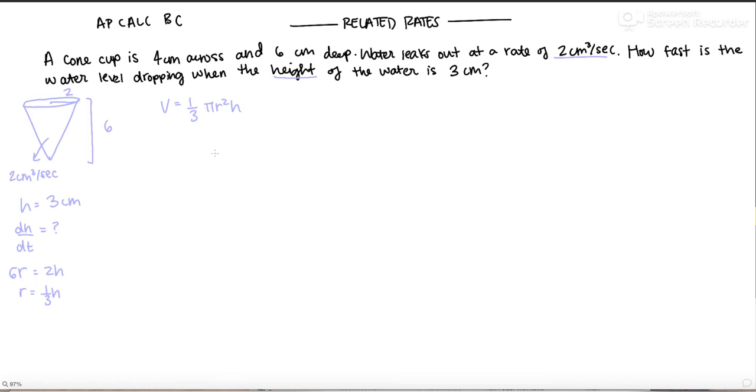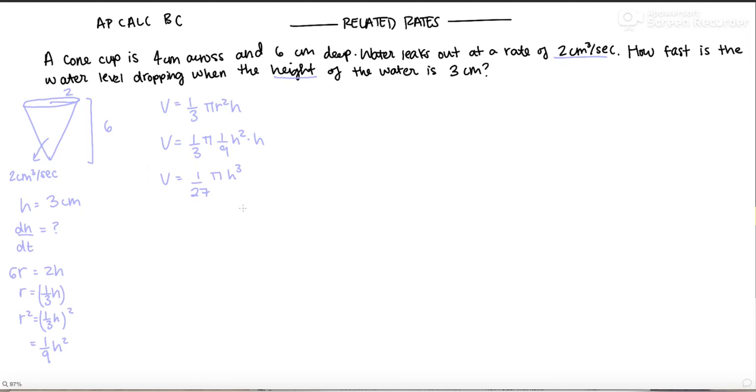So now we can rewrite our equation in terms of 2 variables. So we have V equals 1/3 pi r squared. So if r is 1/3 height, then r squared will just be this squared. So 1/3 height squared, which will be 1/9 times h squared. So we can just substitute that in there, times h. So now we can rewrite that as 1/27 pi h cubed. Okay, so this is our equation.